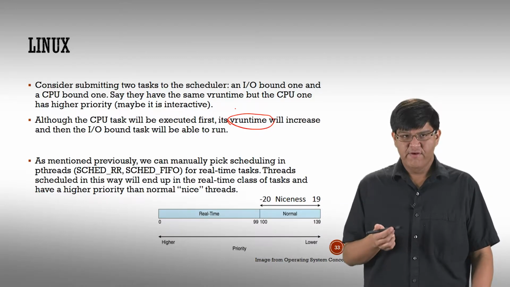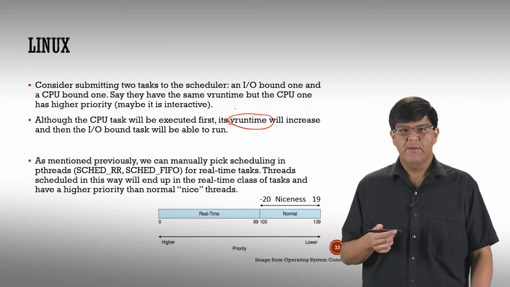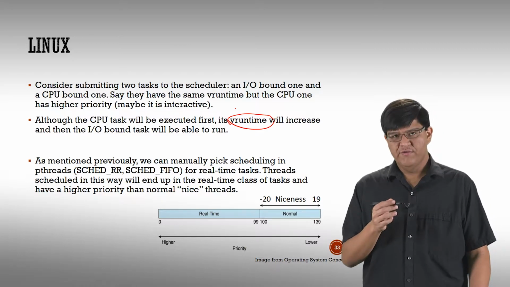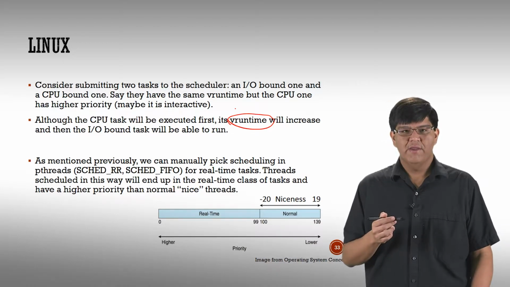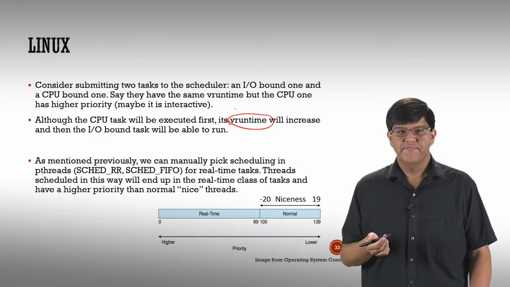So this vruntime is our metric to record how much recent CPU time a process has had. Over time, vruntime will decay. But the idea is that a higher priority task will accumulate it, and once it accumulates to a certain extent, then the other processes that have a low vruntime because they have a low priority will finally be allowed to run.